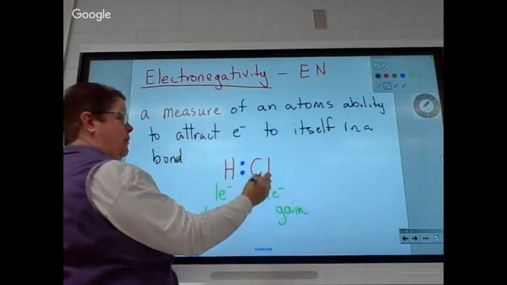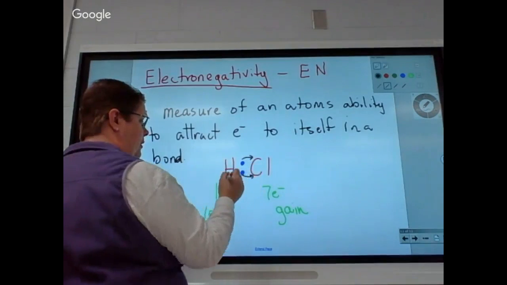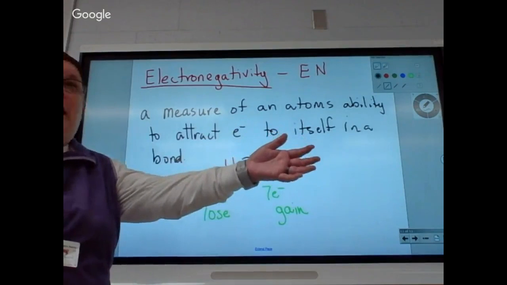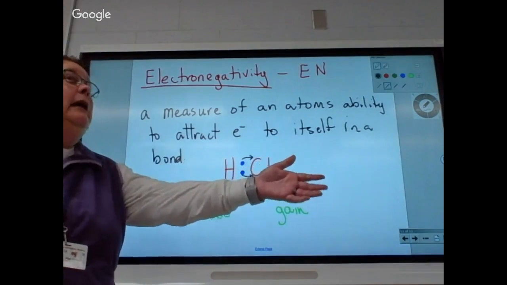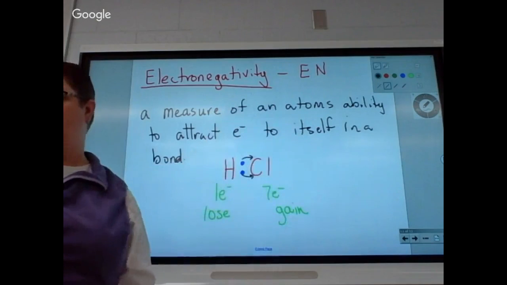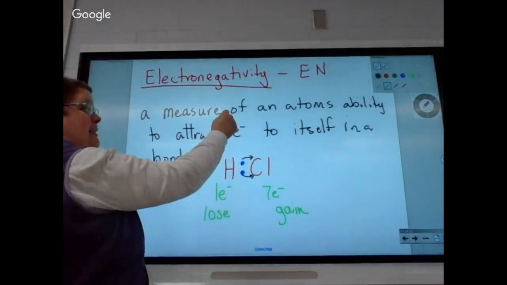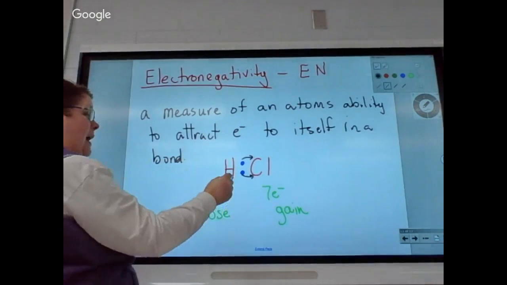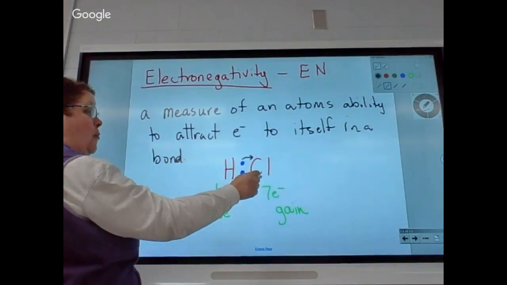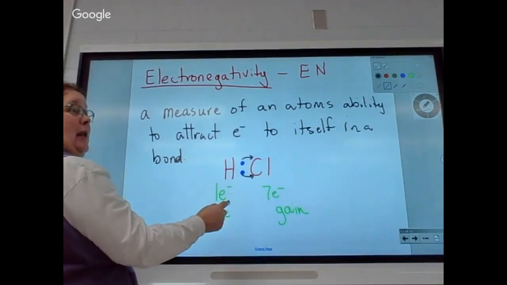Chlorine has 7. These little electrons are being pulled towards the chlorine, while hydrogen is saying, here, take the electrons. I can't hold them. I'm a weakling. So here are the 2 electrons. I'm giving mine to you. Okay? So, electronegativity is a measure of how much pull I have. Chlorine has more pull because it has 7 electrons. Hydrogen only has 1 electron.